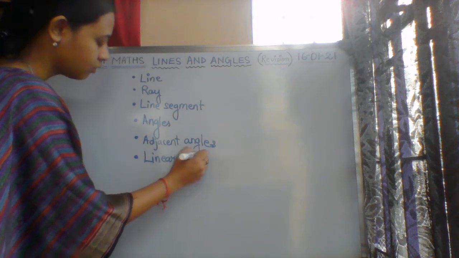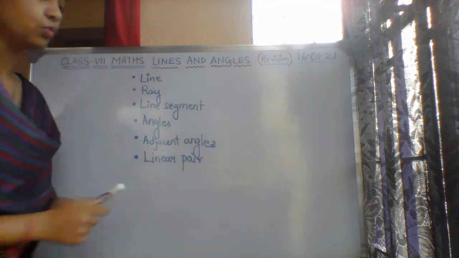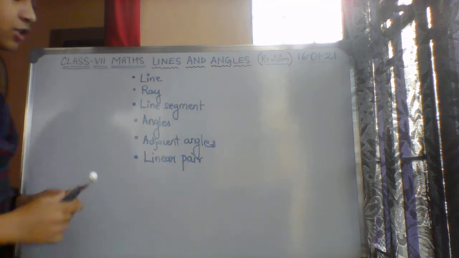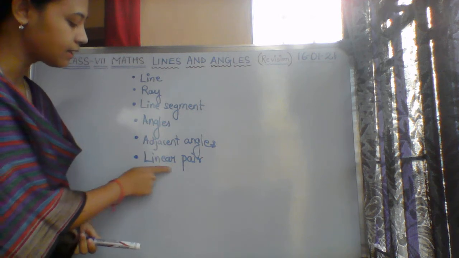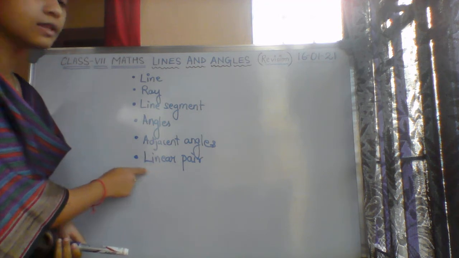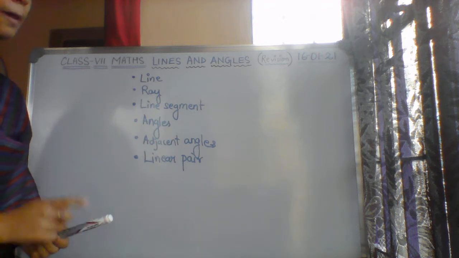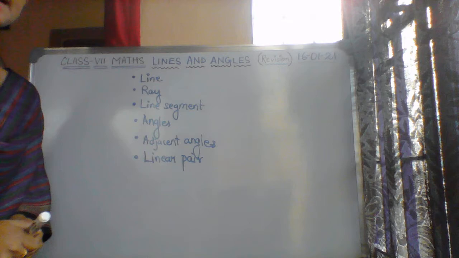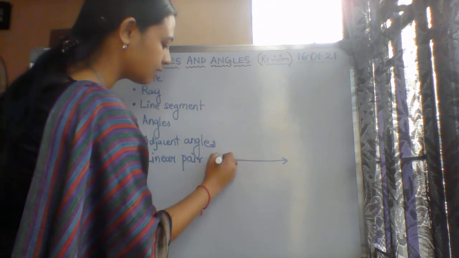Linear pair. What do you mean by linear pair? Pair means two. So here we will consider two angles such that both the angles are making a straight line. Means if we add the measurement of both the angles, we will be getting 180 degrees.